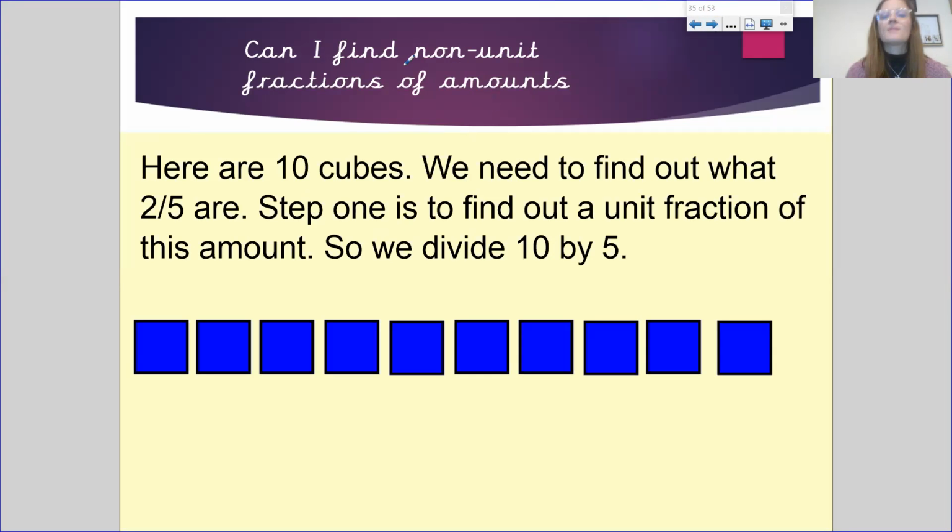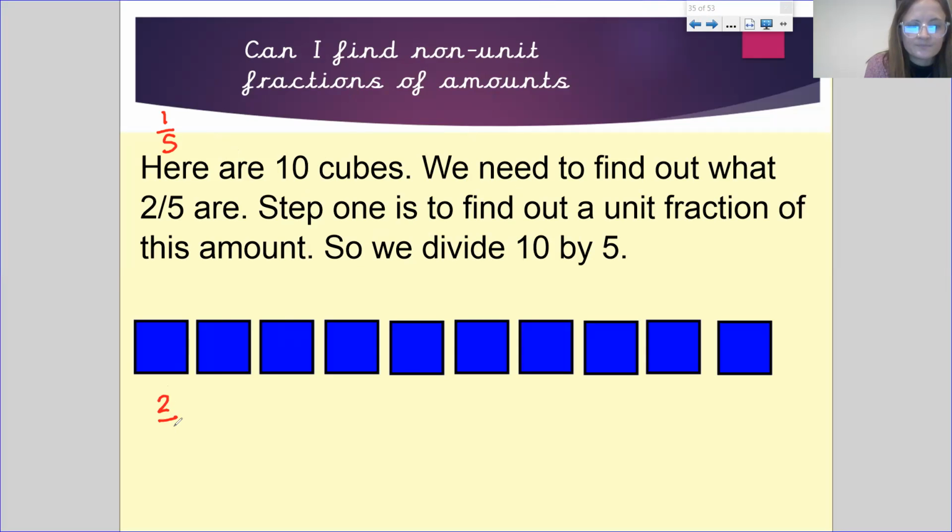So now we're going to be working with non-unit fractions. There are 10 cubes. We need to find out what 2/5 of these cubes are. We know from before that our first step is to find out a unit fraction of this amount. So you want to find out what 1/5 of this is. So we are going to divide as we would normally.